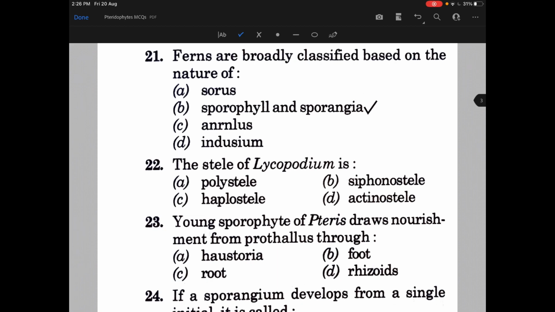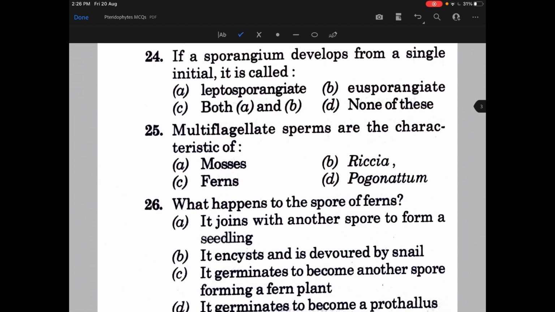Next, the stele of lycopodium is dash. The answer is D, that is actinostele. Next, young sporophyte of Pteris draws nourishment from prothallus through dash, and the answer is option B, that is foot. If a sporangium develops from a single initial, it is called dash. The answer is option A, that is leptosporangiate. Next, multiflagellate sperms are the characteristic features of dash. The answer is option C, that is fern.